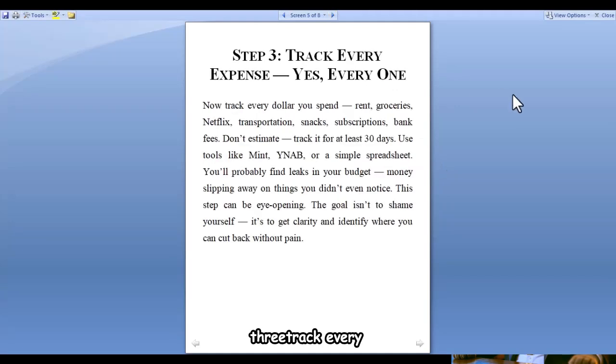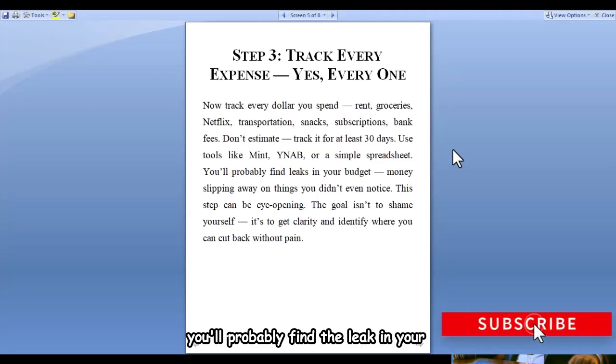Step 3 here says track every expense. Very important. Yes, everyone. Now track every dollar you spend. Rent, groceries, Netflix, transportation, snacks, subscriptions, bank fees. Don't estimate. Track it for at least 30 days. Use tools like Mint, YNAB, or a simple spreadsheet. So you will probably find the leaks in your budget.